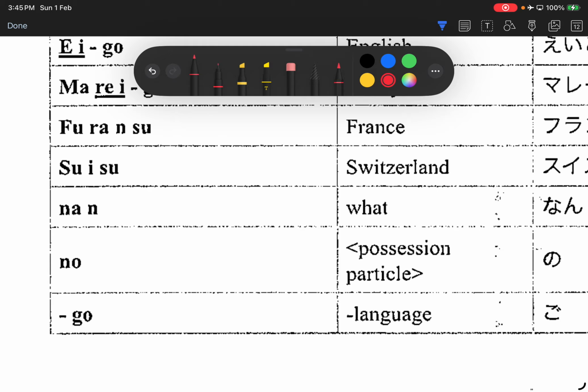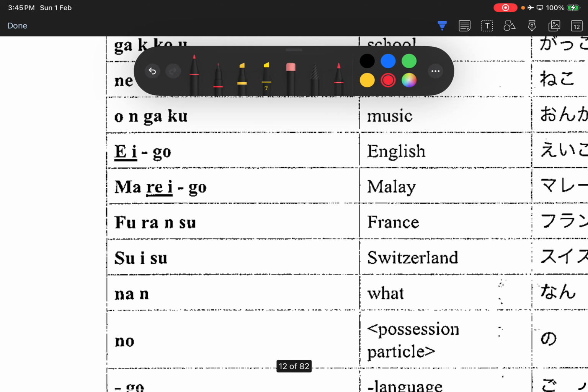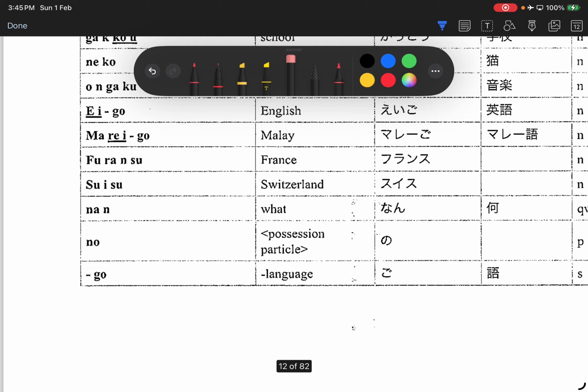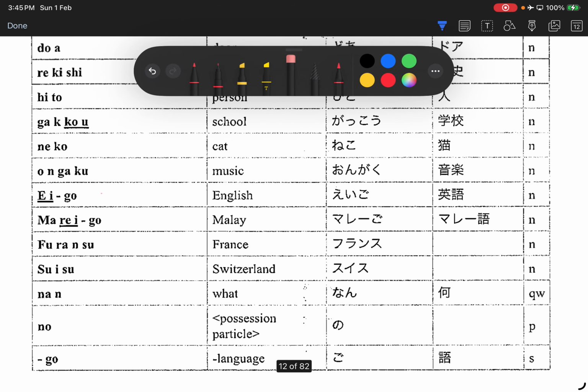Then the only exception is Eigo. There's no country called Ei. So it's just there. English is Eigo, but there's no country called Ei. Right? So next. Any questions about the vocabulary list?